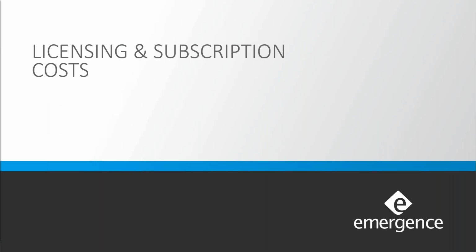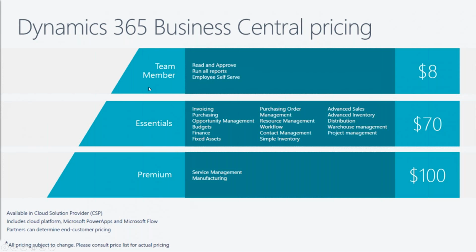Now, probably the biggest question that comes to mind, it's a great product and I love it, but how much is it going to cost me? So there are 3 tiers that we look at when we're looking at the pricing for this. The very basic tier is called a team member. This allows people access into the program. They can submit their timesheets, they can do employee self-service, they can read the reports, and they can approve.